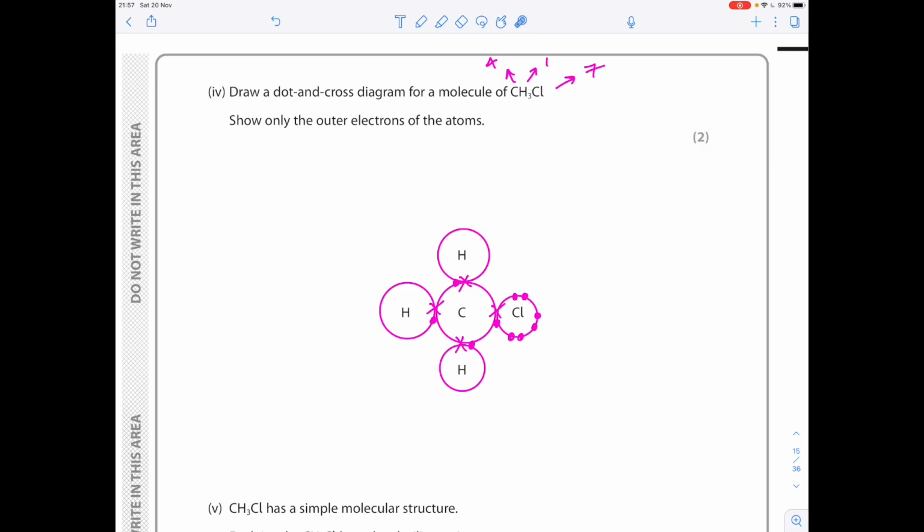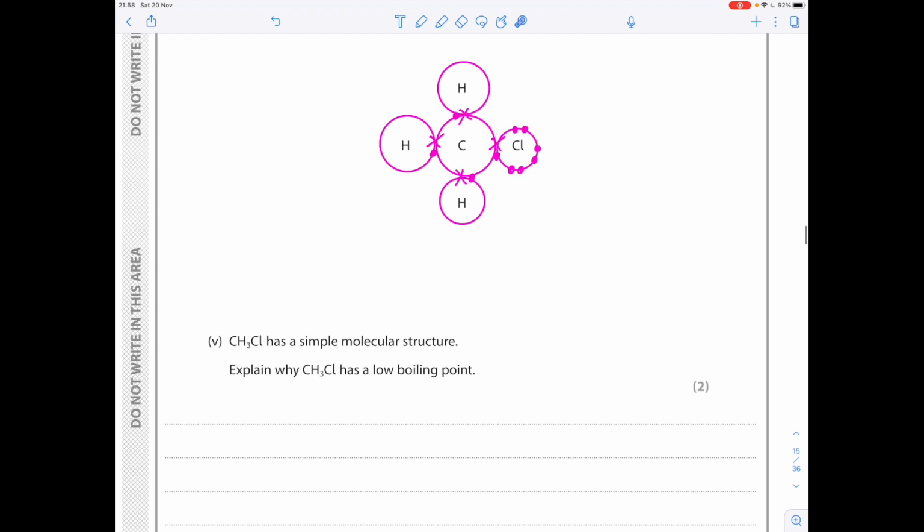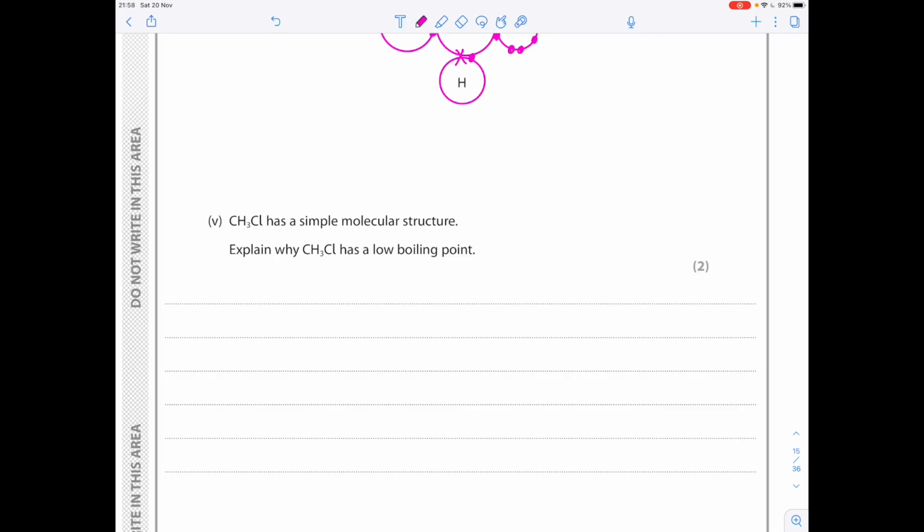Let's sit back and see if we've got full outer shells everywhere. 2, 4, 6, 8. Yep, carbon's happy, it's got 8 electrons. 2, 4, 6, 8. Yes, chlorine's happy, it's got 8 electrons. Remember, hydrogen only has 1 shell of electrons, and the first shell can contain a maximum of 2 electrons, which is why that's correct. CH3Cl has a simple molecular structure.